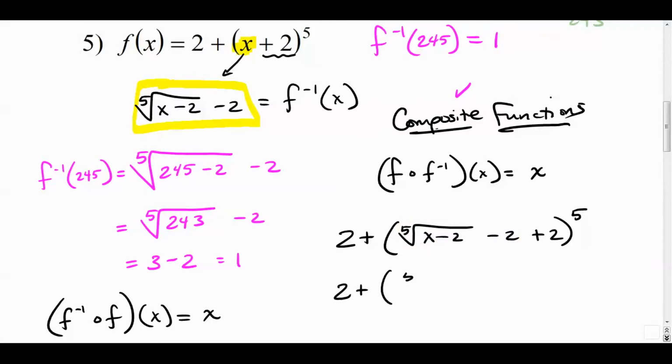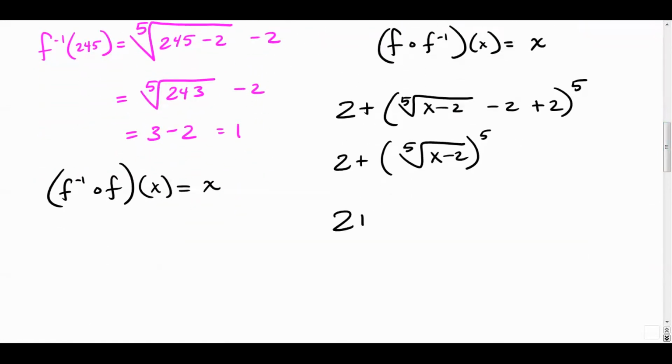So let me clean some of this up on the inside here. Negative 2 and 2 is 0. Let's clean it up a little bit more. 2 plus, now the 5th root of something to the 5th. They cancel out, just like when we had the square root of x to the 2nd power. That was essentially like saying the square root of x times the square root of x, which is just x. In other words, square root and the 2nd power sort of undo each other. They're inverse operations. Similarly, the 5th root of x minus 2 to the 5th power is just x minus 2.